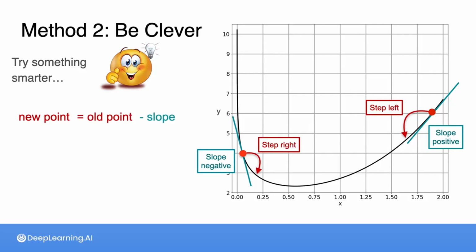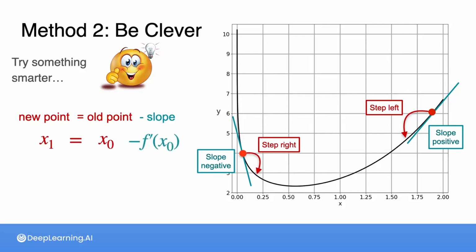Why? Because if you're to the left of the minimum, the slope is negative, so you're subtracting a negative number and moving to the right. And if you're to the right of the minimum, then you subtract a positive number, the slope, and move to the left. Now, if the new point is x1 and the old point is x0, then the formula is x1 equals x0 minus f prime of x0, which is the slope.